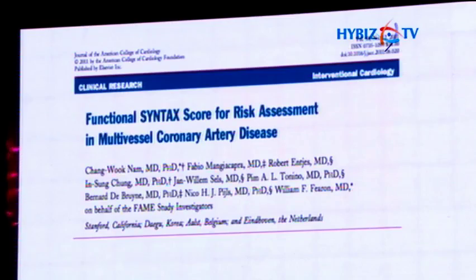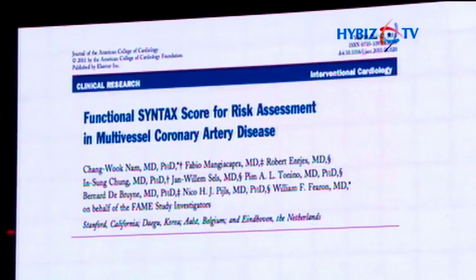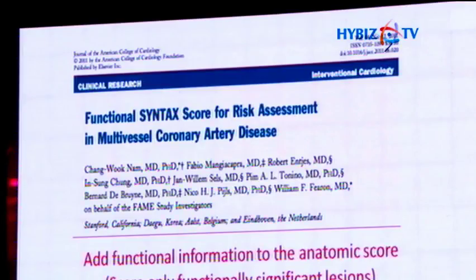Now, functional SYNTAX is the new way of calculating the SYNTAX score. We should not only look at the anatomy, but we should also add the physiological information to the evaluation of coronary artery disease in these patients.